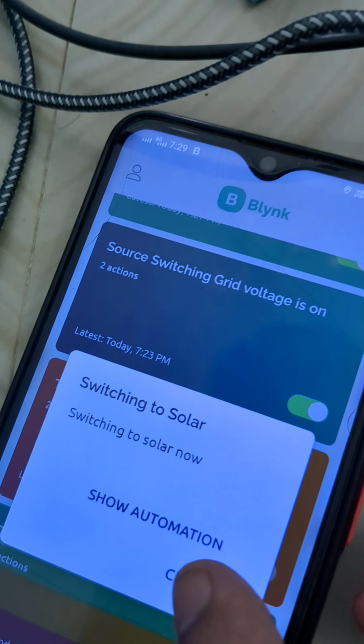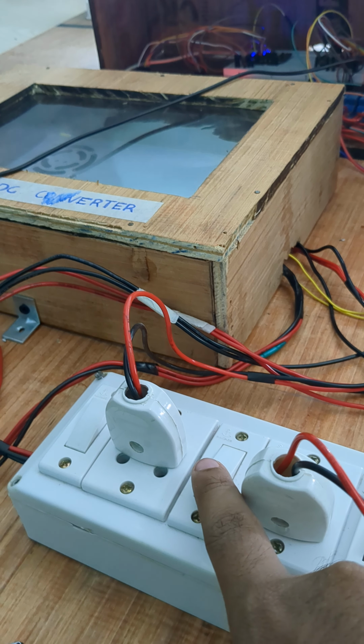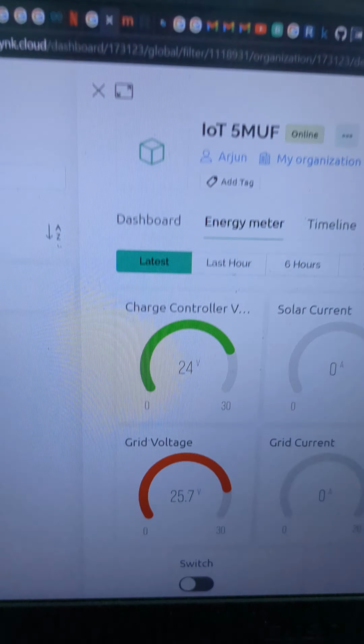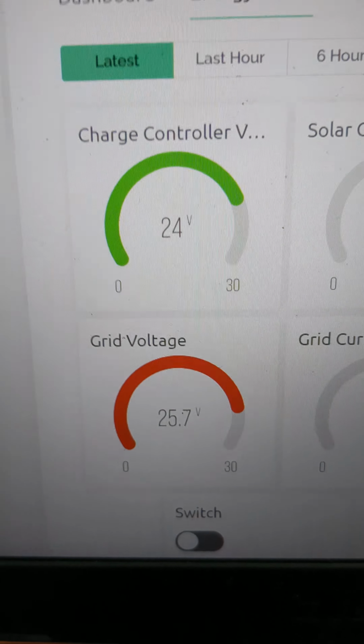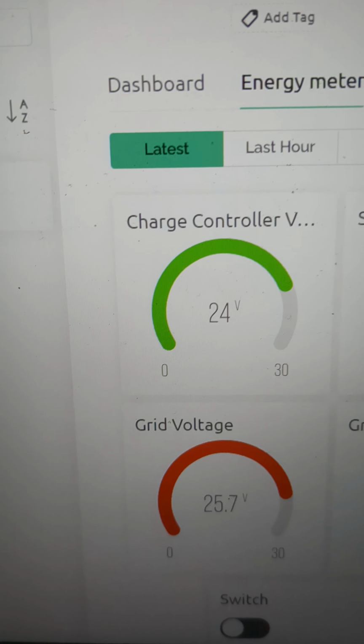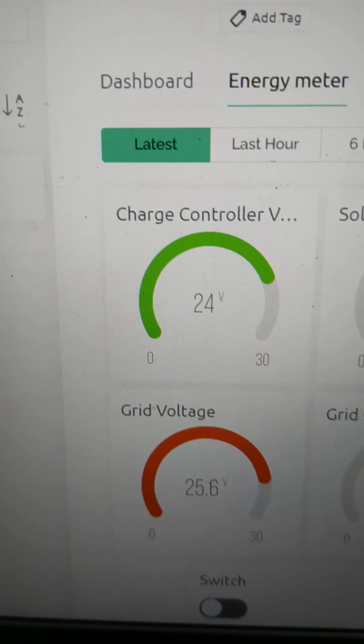Now I am closing this notification, and the next step is to turn on the DC from the grid. And in that case, the voltage also goes above the threshold value, but as I mentioned before, since the charge controller voltage is not below the threshold value, there will be no switching done, as that is the primary source.